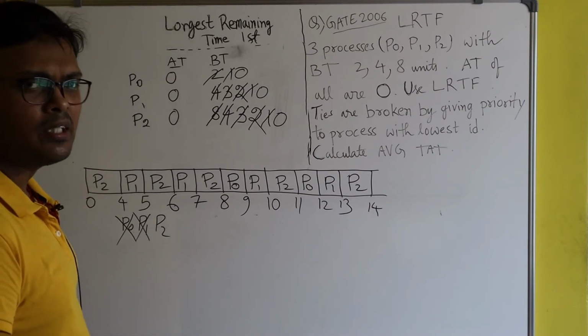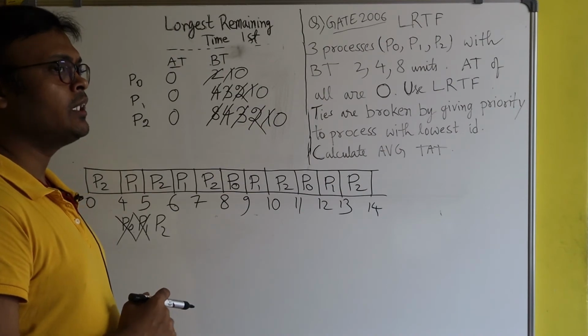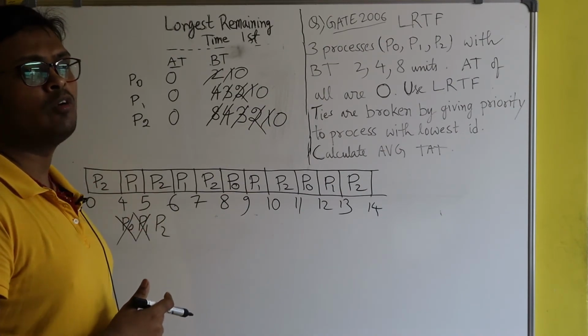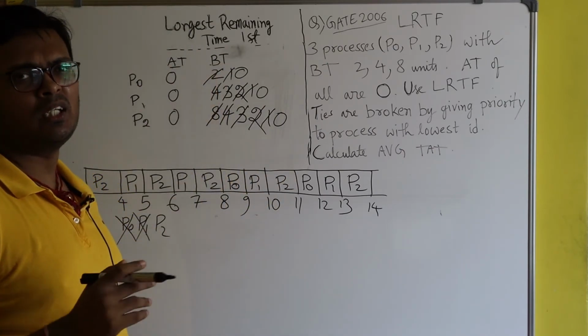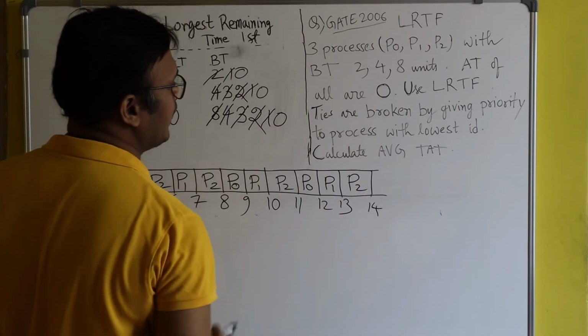So you see how I have drawn this Gantt chart. It's a very simple concept. It's easier than SRTF and round robin. If you have understood those concepts, then LRTF is nothing for you. Now they have asked to calculate the average turnaround time.